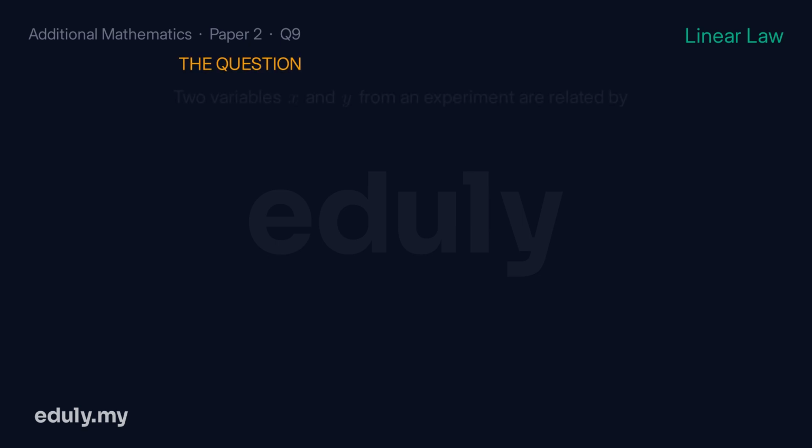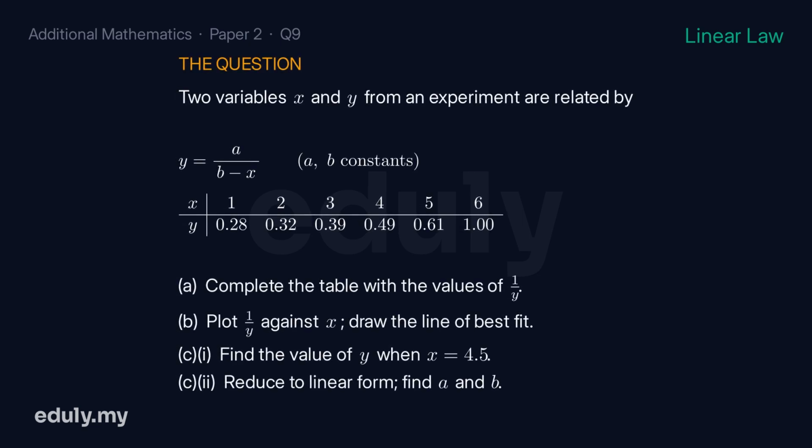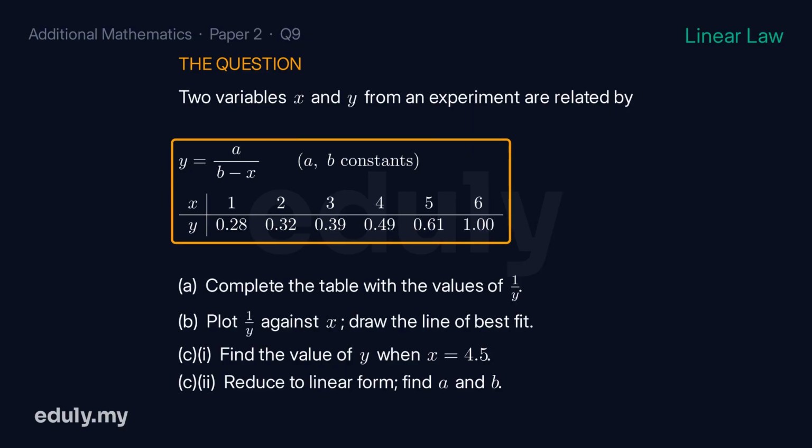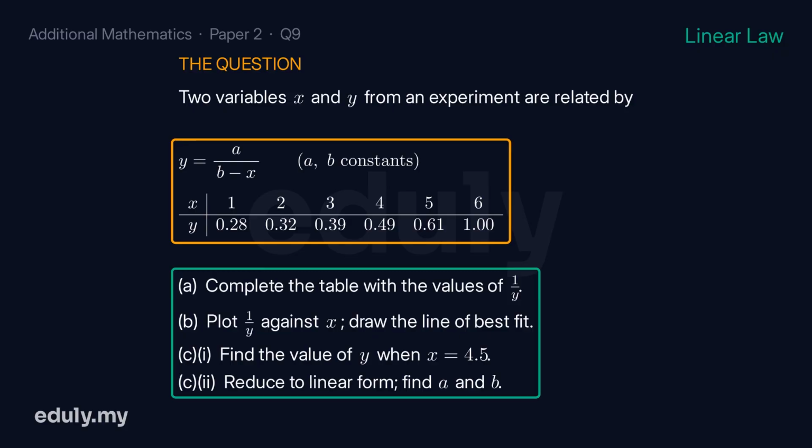Let's read the question. An experiment gives pairs of x and y, and the two are linked by a simple formula with two unknown constants, a and b, that we need to find. Here's what we're given: the equation linking x and y, and a table of 6 measured pairs. And here's the job. Fill in 1/y, plot it against x, draw the best straight line, then read off y at 4.5 and find a and b.